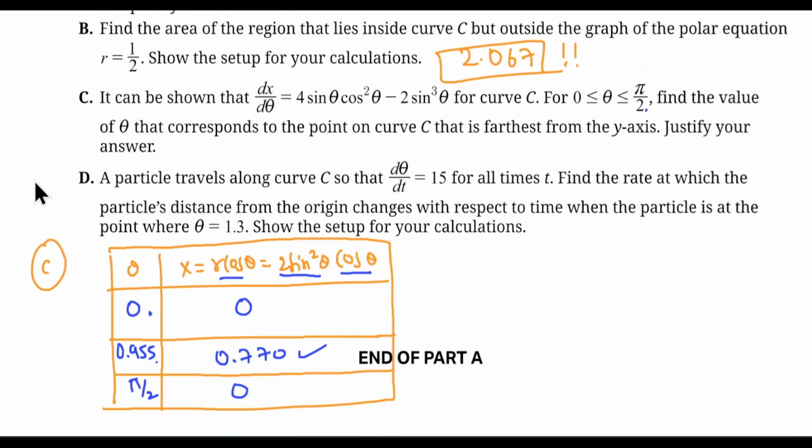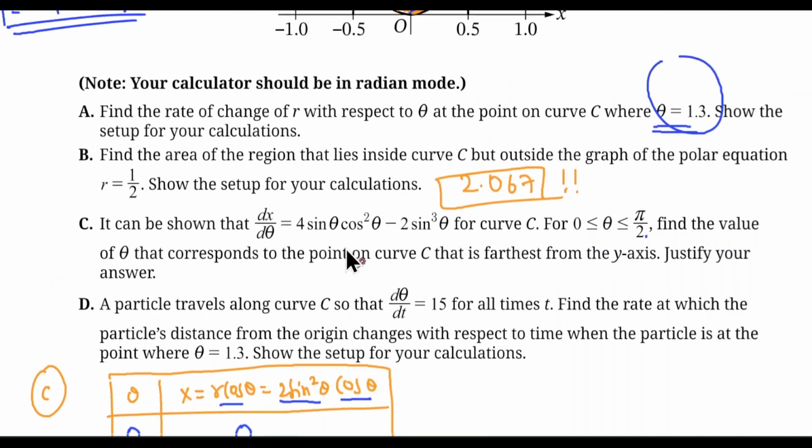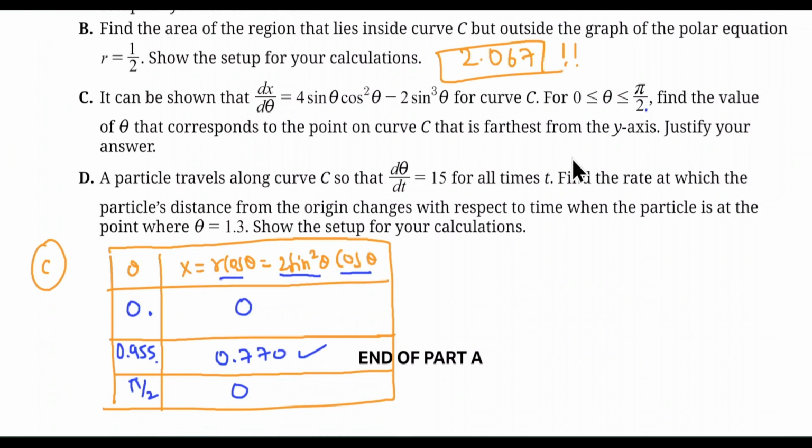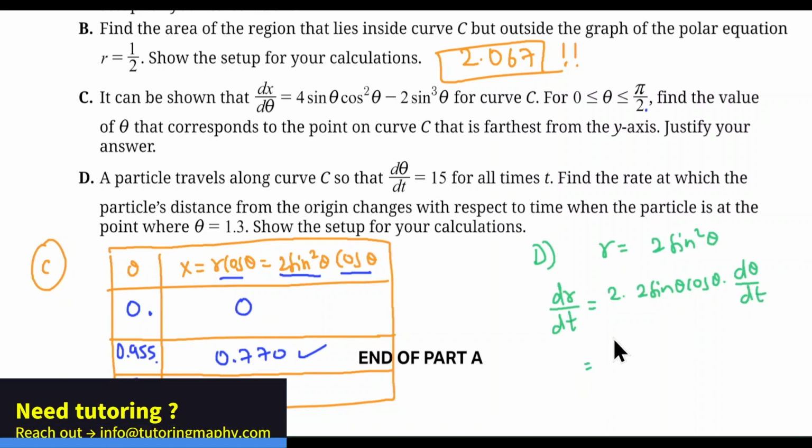The last part, they're asking that a particle travels along the curve C so that d theta over dt is always 15. So find the rate at which the particle's distance from the origin changes with respect to time. The distance from the origin is basically just the value of r, right? And that's already given to us as 2 sine squared theta. So this is an implicit differentiation. r is 2 sine squared theta, and they are looking for dr over dt. So dr over dt will be 2 times 2 sine theta cos theta using the chain rule, and the derivative of theta is d theta over dt. So 2 times 2 is 4.